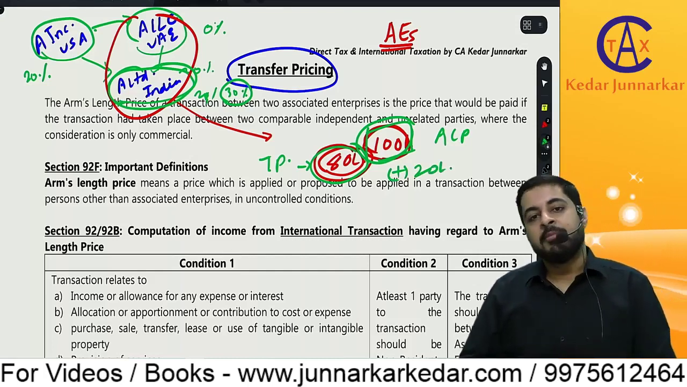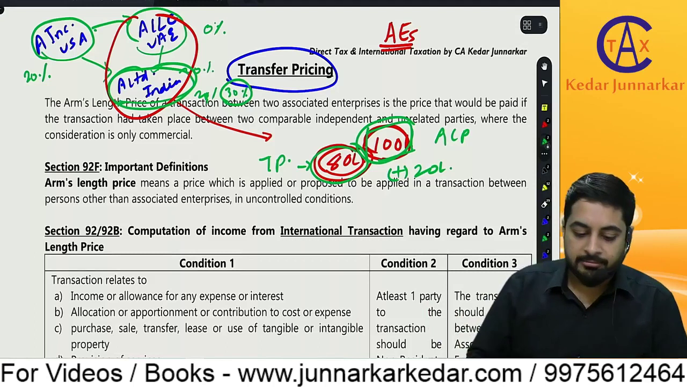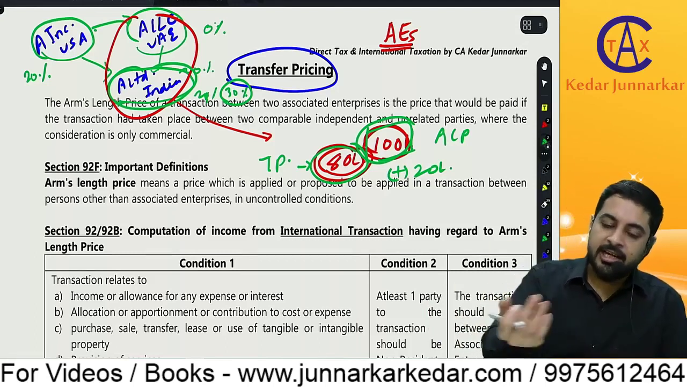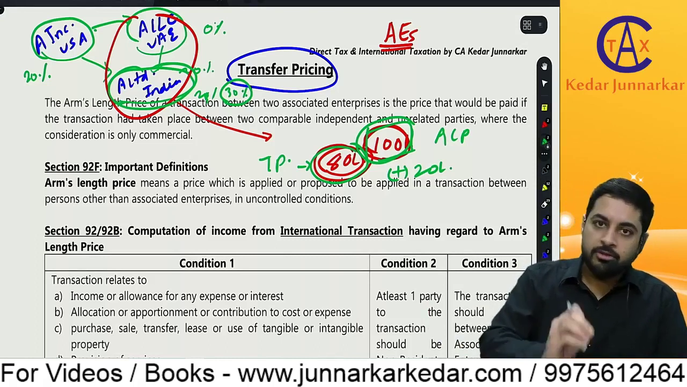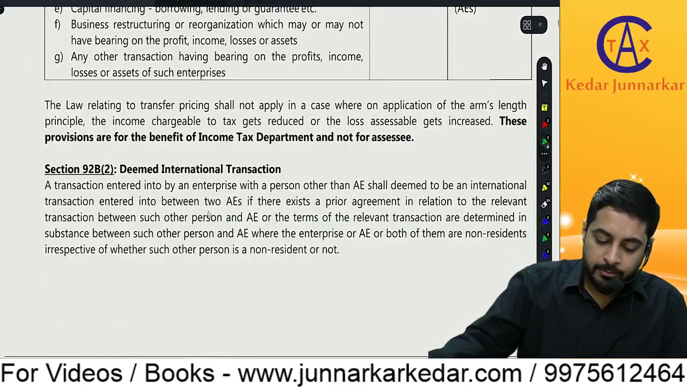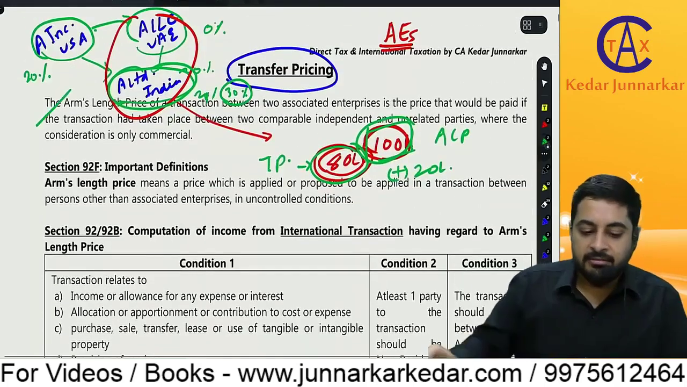And this is called the primary adjustment. 20 lakhs will be added, and whatever is the income tax rate, that would apply. I hope you are understanding it. If it is purchase related, then also this provision will apply. So we'll write down 3 examples on this. But first, we should go through this 92B. So let's start with this.